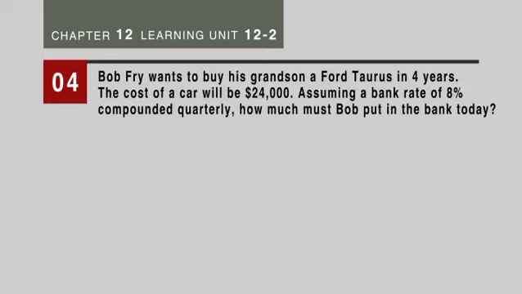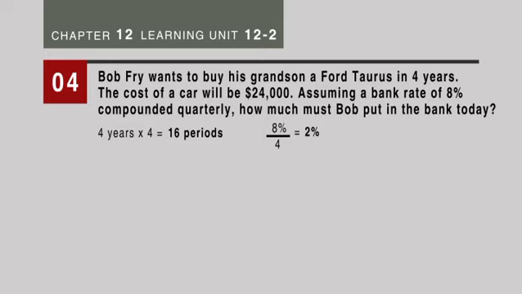Number 4, Bob Fry wants to buy his grandson a Ford Taurus in 4 years. Lucky grandson. The cost of a car will be $24,000. Assuming a bank rate of 8% compounded quarterly, how much must Bob put in the bank today? So number of periods, we've got 4 years times compounded quarterly, or 4 times a year, is 16 periods. 8% divided by quarterly, or 4, equals 2%.